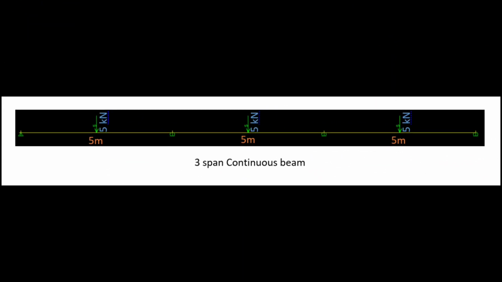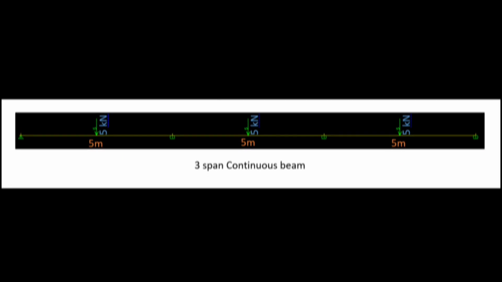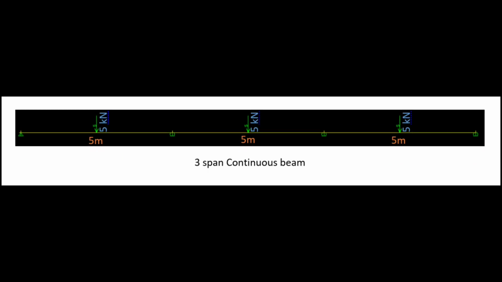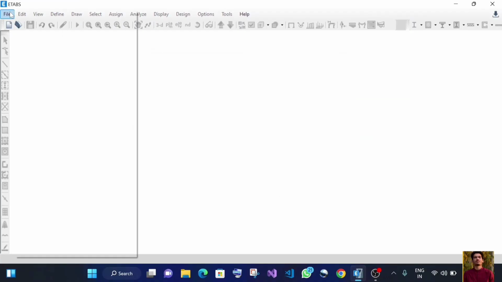Hello friends, today we are going to see the simple beam analysis of a continuous beam. In that I have taken one beam which is having 3 spans, which is continuous, and you can see the supports and the point load of 5 kilonewton at the mid span for every span. So now we'll go to ETABS.